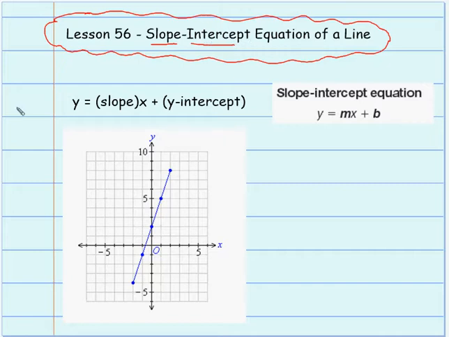Slope-intercept equation looks like this. It's y equals the slope times x, so it's slope x plus the y-intercept. Or you may see it like this, and this is how I refer to it. Slope-intercept equation is y equals mx plus b, and m is the slope and b is the y-intercept.